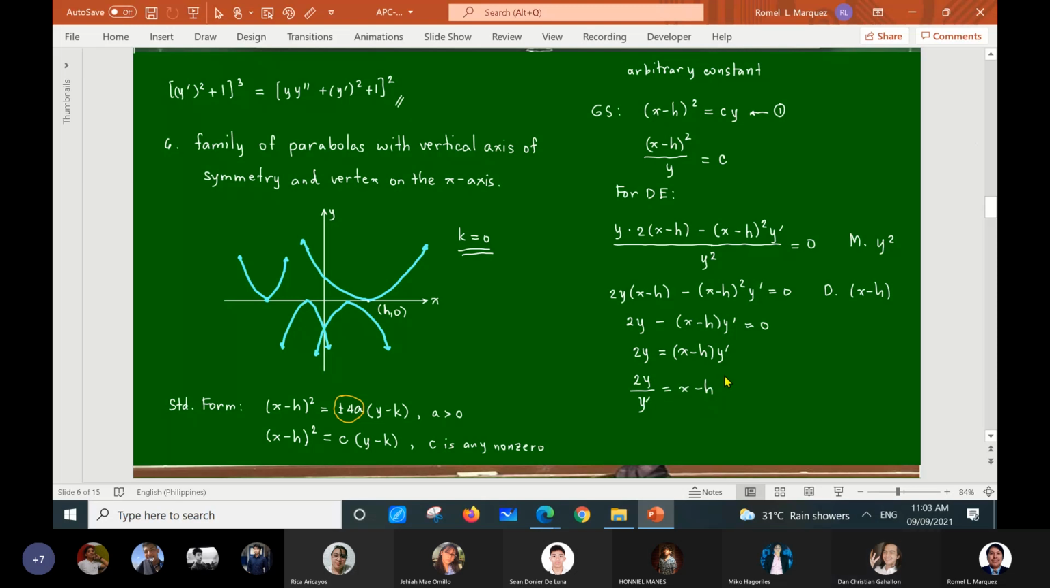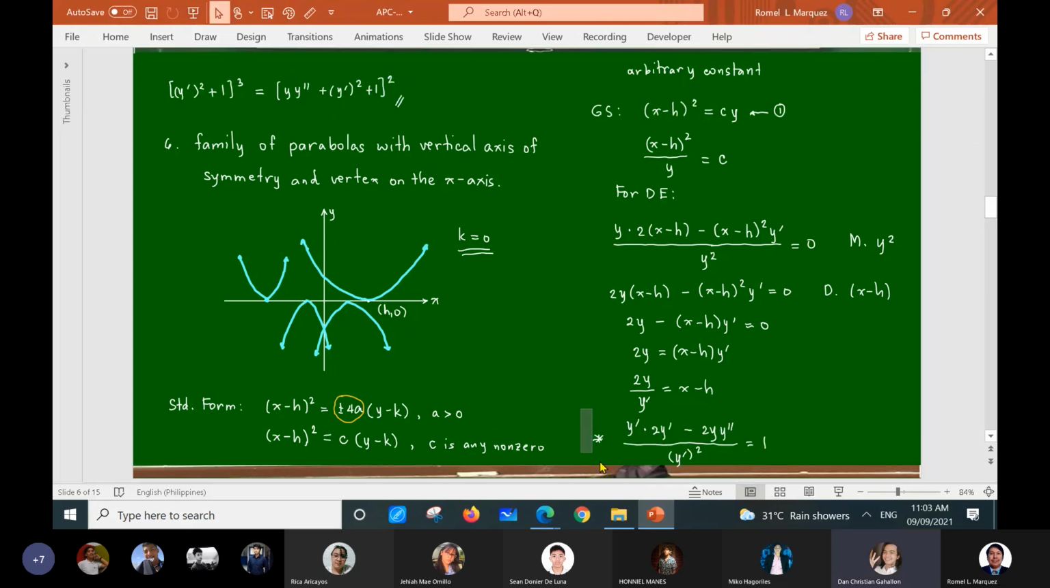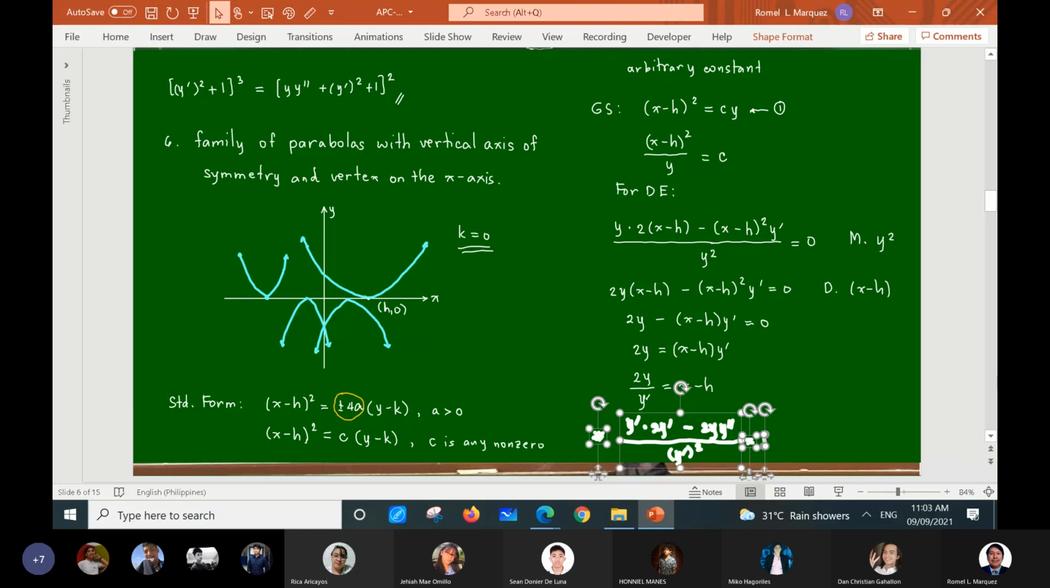O, anong derivative? O, differentiate. The denominator, derivative of the numerator, minus the numerator, derivative ng denominator, all over the square of the denominator, it is equal to 1 minus 0. Correct, children? Children? Yes po, sir. Okay, let's move to the next slide.